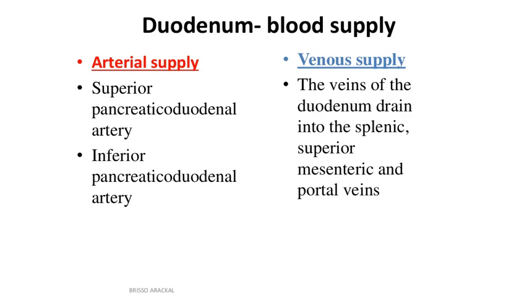Blood supply of the duodenum: arterial supply, superior pancreatico-duodenal artery, ده جاي من the celiac trunk. Inferior pancreatico-duodenal artery from the superior mesenteric artery. Venous supply: the veins of the duodenum drain into splenic, superior mesenteric and portal veins.